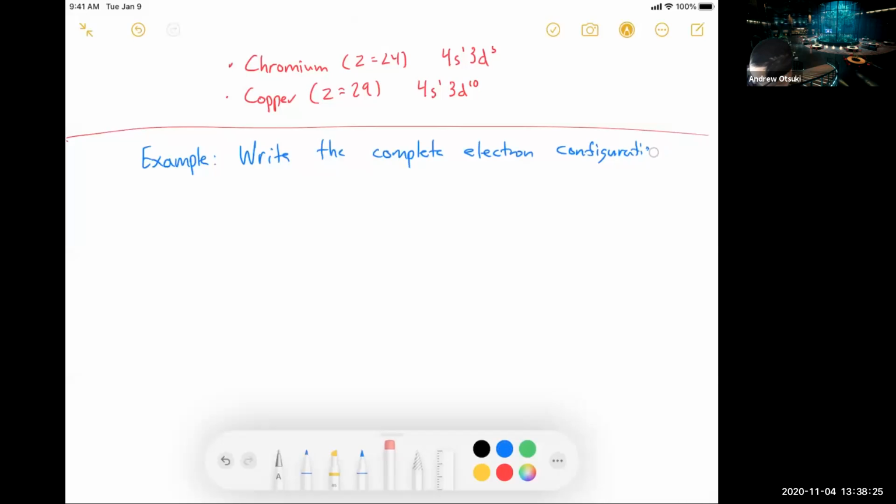You'll be able to use the periodic table, so don't worry too much about memorizing the electron configurations, because that's not the whole point. For chlorine, Cl, it has a Z number of 17. All right, so let's do this one.